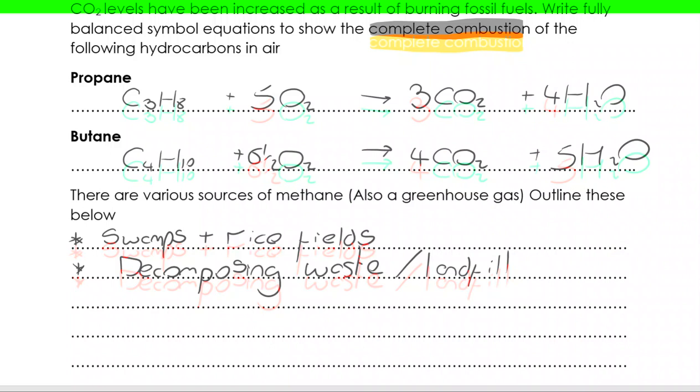And also, we eat a lot of meat. And that meat, cattle in particular, when it emits gases, it emits methane. So we've got lots of ways of thinking about that there.